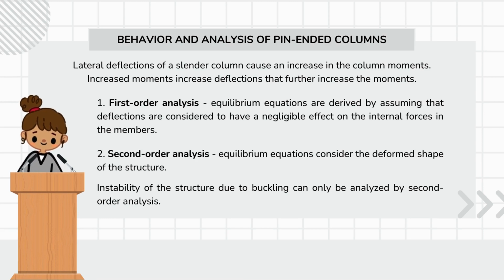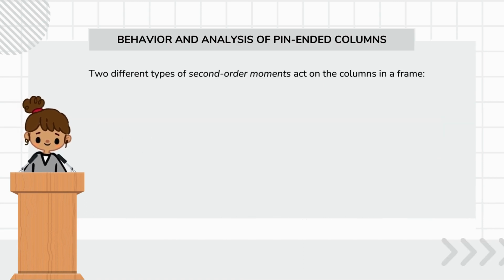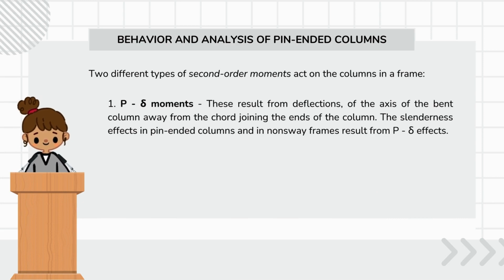Additionally, first-order moments are bending moments that cause stress to the columns, while second-order moments are moments that are based on deflection. There are two different types of second-order moments that act on the columns in a frame. First is the P small delta moments. These result from deflections of the axis of the bent column away from the chord joining the ends of the column. The slenderness effects in pin-ended columns and in non-sway frames result from P small delta effects.